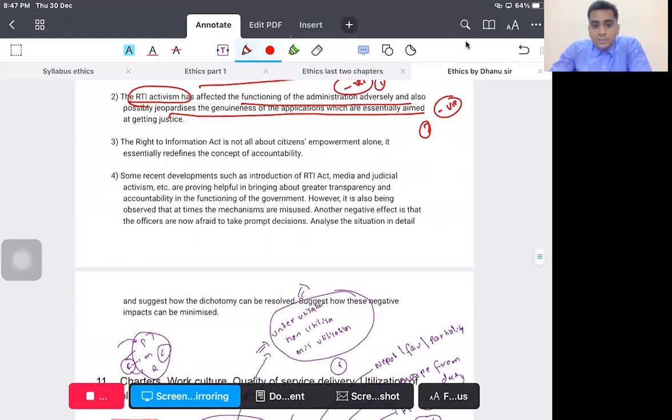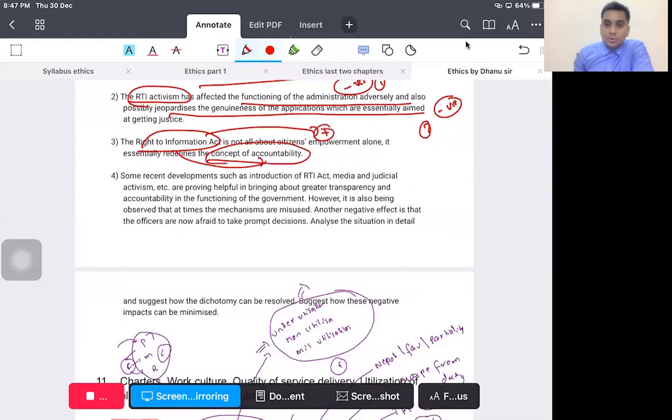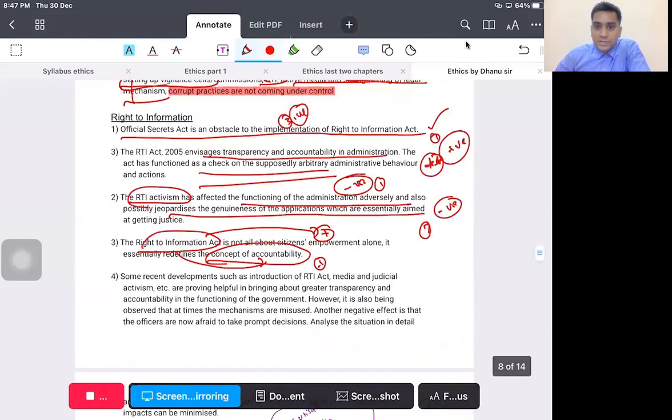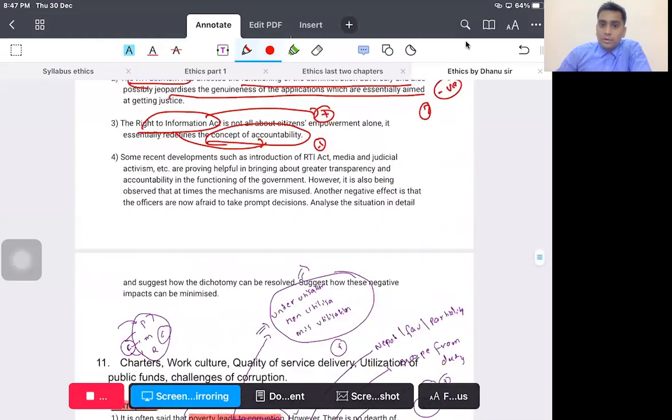Next one is the Right to Information Act is not all about citizens' empowerment alone. It is essentially redefining the concept of accountability. Right? Here the point is right to information is directly contributing to citizens' empowerment. So this is one positive. Along with that, it is increasing the accountability. So if they are asking you what are the advantages, write all these advantages that I have said. What are the negatives? Again, you have said the negatives.